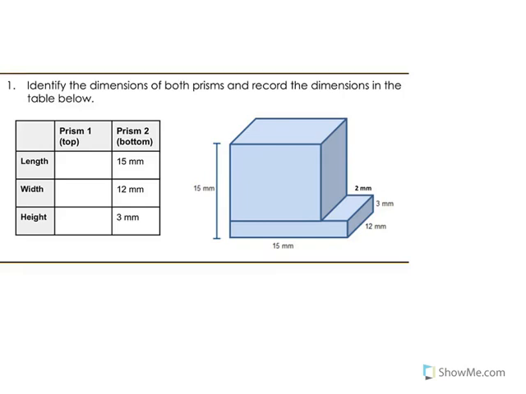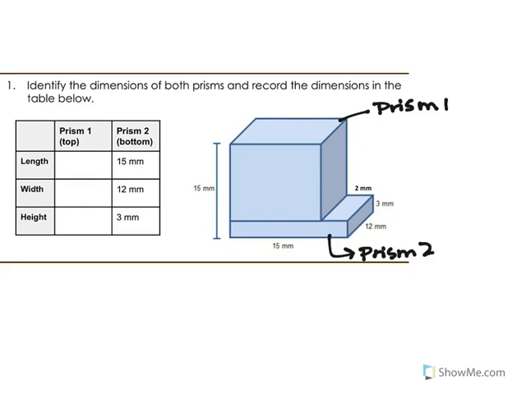This question tells us to identify the dimensions of both prisms and record the dimensions in the table below. Okay, I can see this composite figure was split into prism 1 on the top. So this is prism 1. And then prism 2 on the bottom.